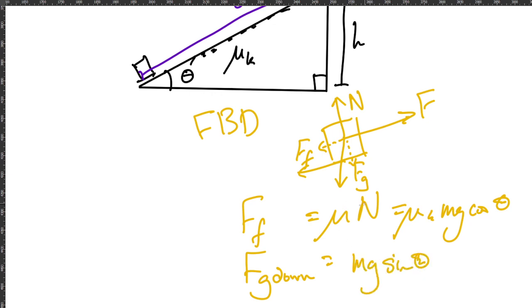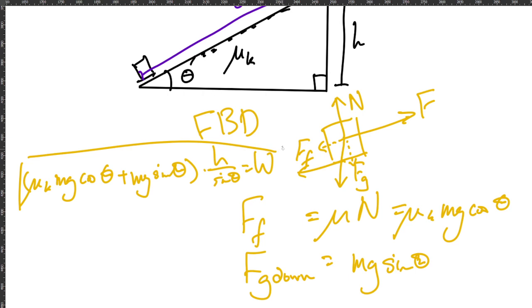All right, so we've gotten to this point. Our F has to counter both of these in order to push up. So that means we have force times distance: mu k mg cosine theta plus mg sine theta, times h over sine theta, is equal to the total work. This is our answer, hopefully, if I did everything right.